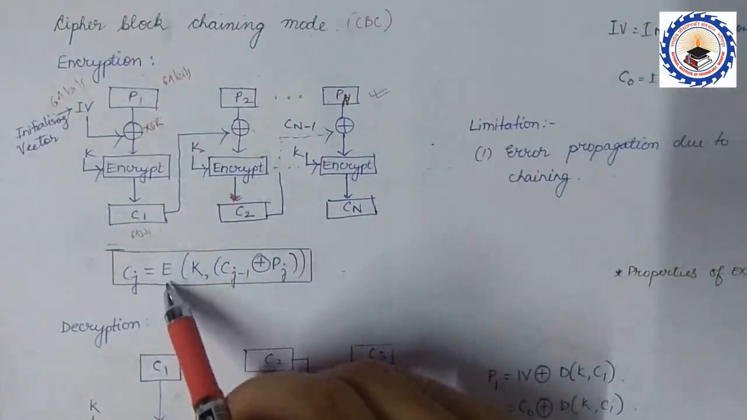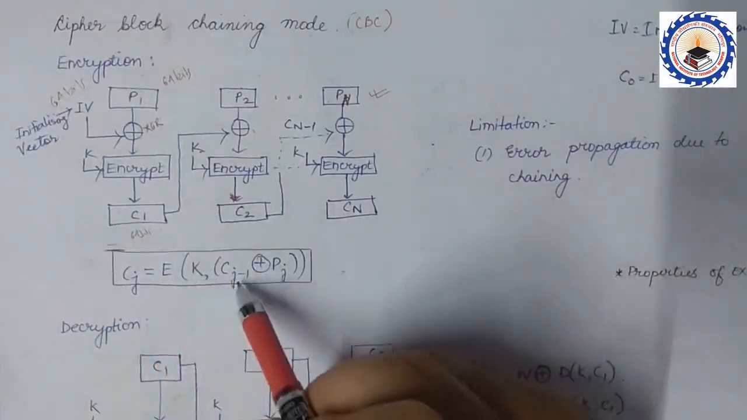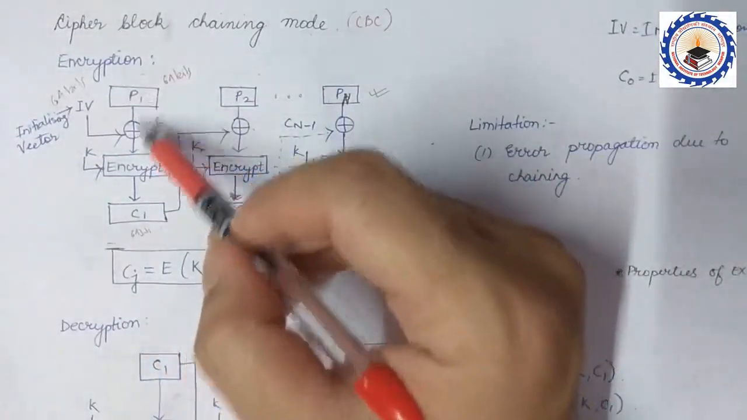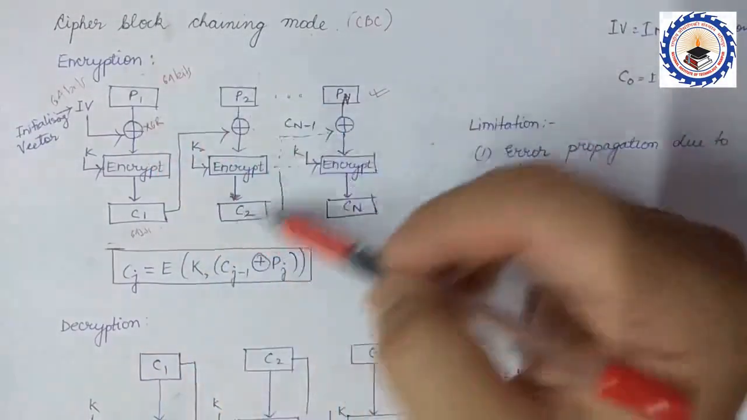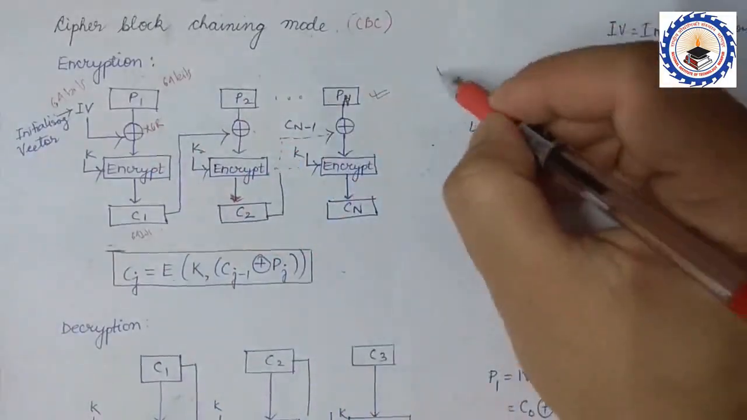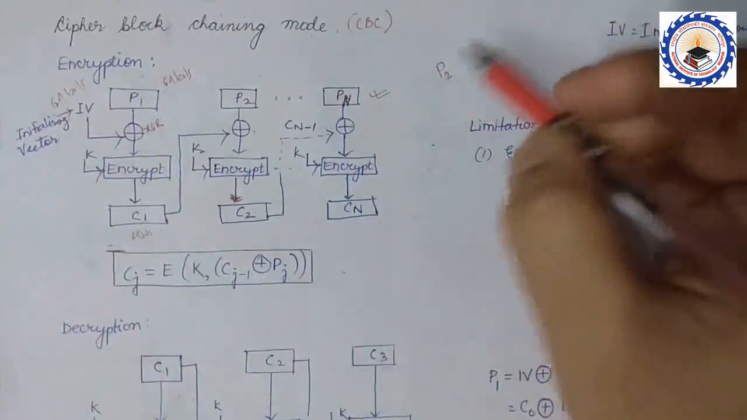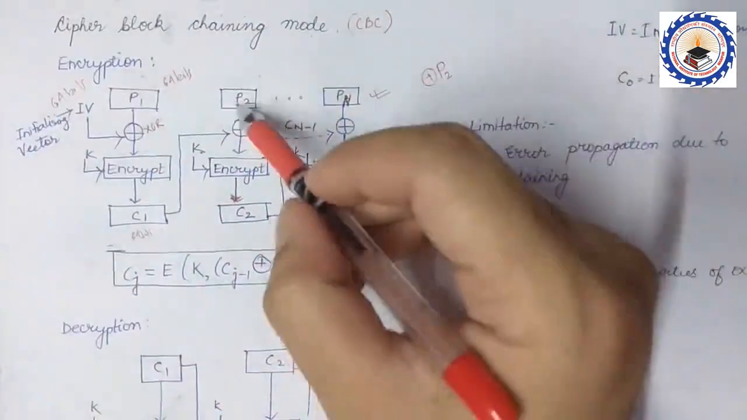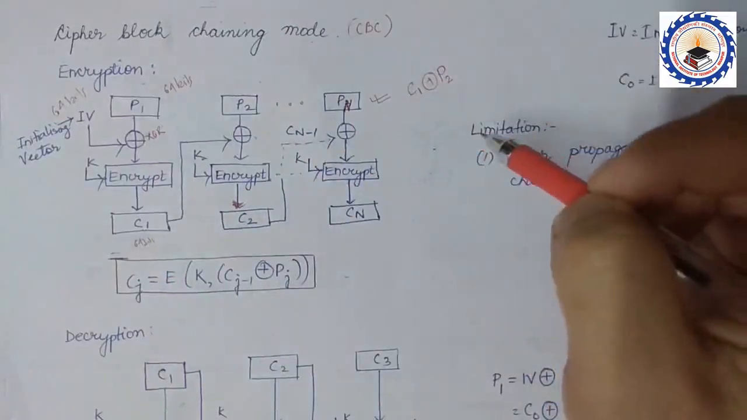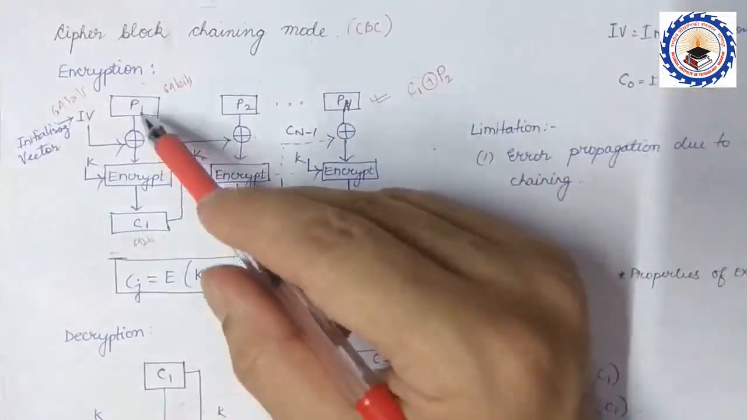If you want to write the formula for that, what are we actually performing? First of all, we perform the XOR operation. In the second step, we perform the XOR operation of P2 with the previous ciphertext. With the previous ciphertext, we perform the XOR operation.